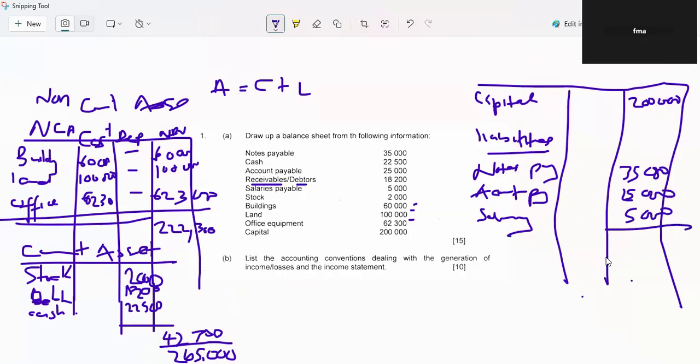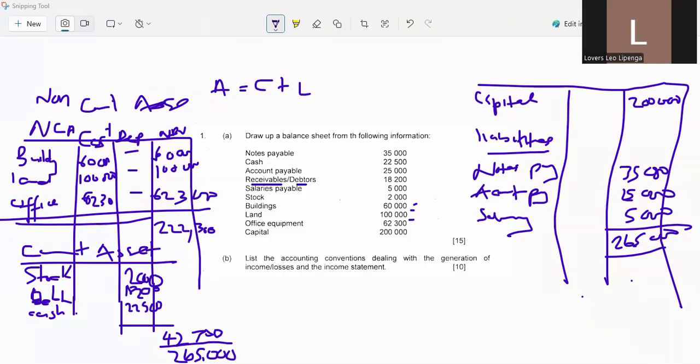What's the total we're getting? 265,000. So does it tally with what we have there? Assets equal capital plus liabilities. It's tallying, right? Yes. So what we have done now is a balance sheet. The balance sheet must always balance.